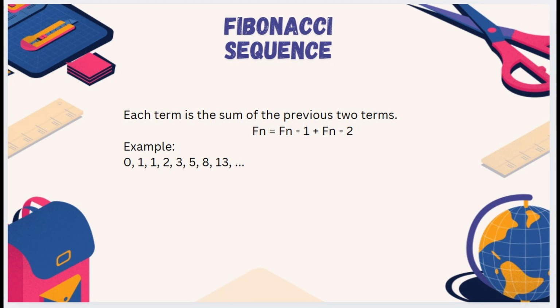Fibonacci sequence. In a Fibonacci sequence, each term is the sum of the 2 preceding terms. Fn equals Fn minus 1 plus Fn minus 2. The sequence begins 0, 1, 1, 2, 3, 5, 8, 13, and so on.